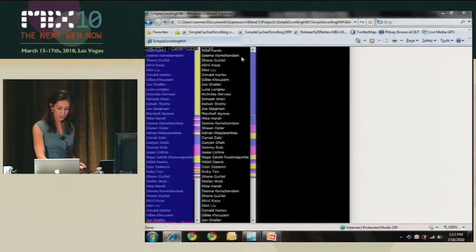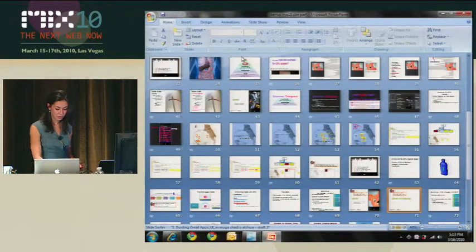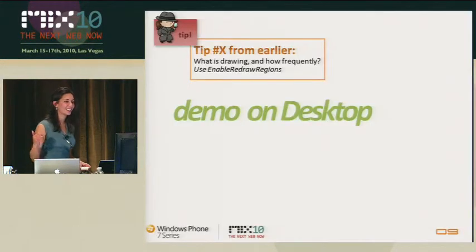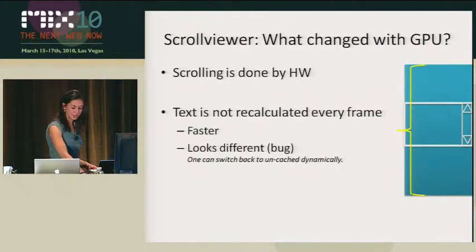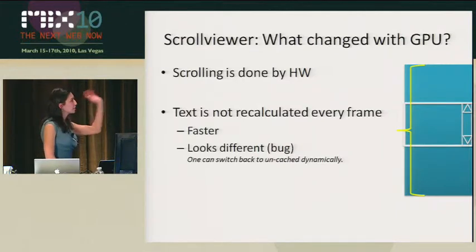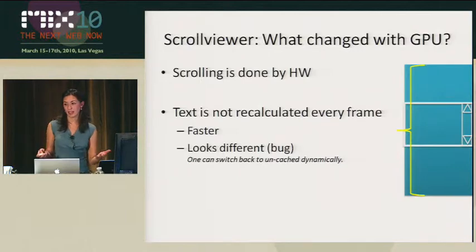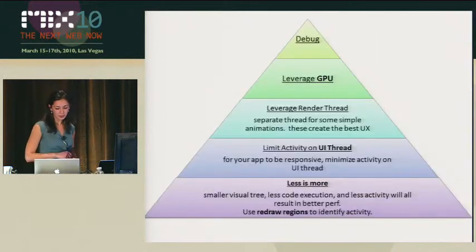Same goes for mobile. And you'll notice the difference a lot more on the 1 gigahertz device than on my Core 2 Duo, or I don't even know what this machine is. OK, so scrolling is done by the hardware. Text is not recalculated every frame. Faster, looks a little bit different. That's a bug for black text on white. Don't worry about that. We're going to fix that. And one can switch back to uncached text dynamically if desired.